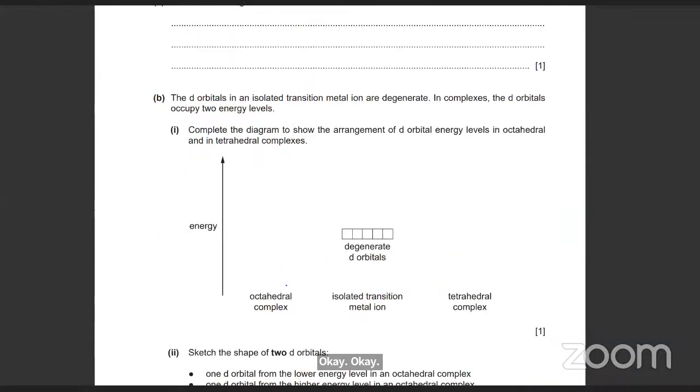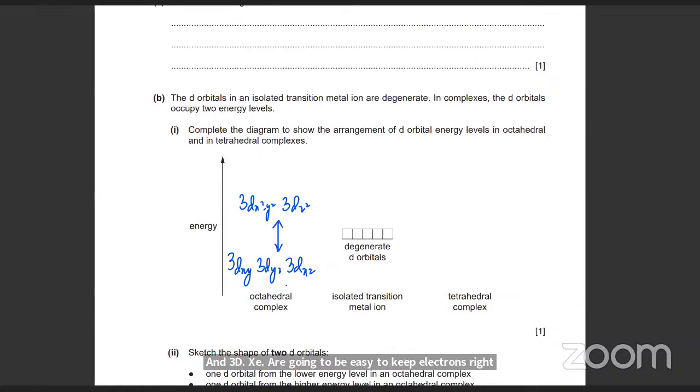So answering the first part, the ones on the axis, 3d x square minus y square and 3d z square, would be harder to keep electrons, higher energy. 3d xy, 3d yz, and 3d xz are going to be easy to keep electrons, right? Yeah, makes sense. And for tetrahedral, it's going to be the opposite.